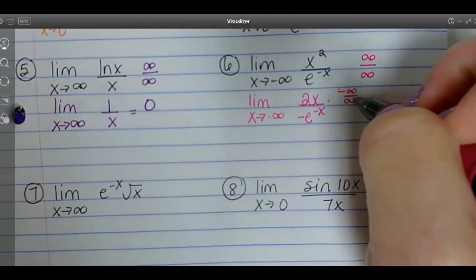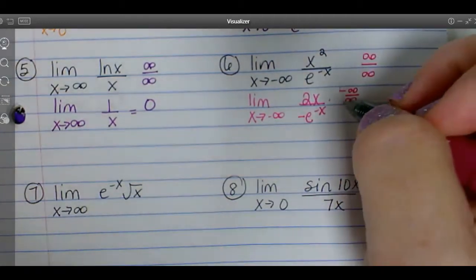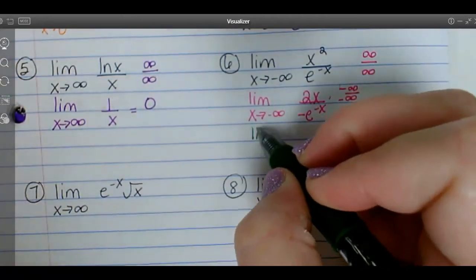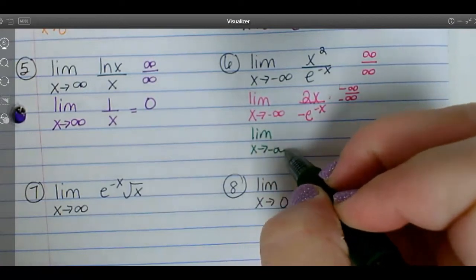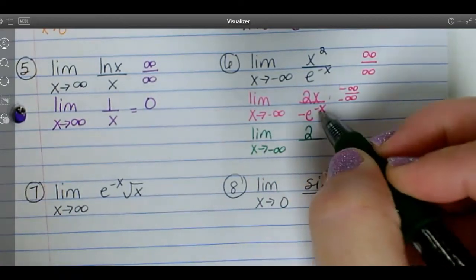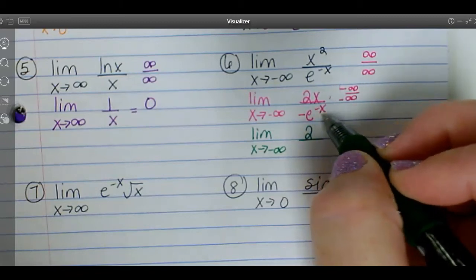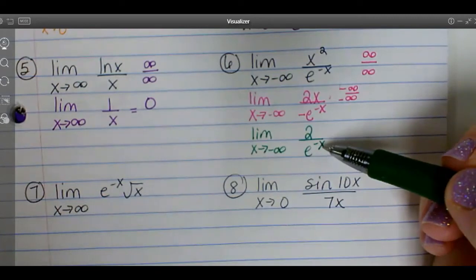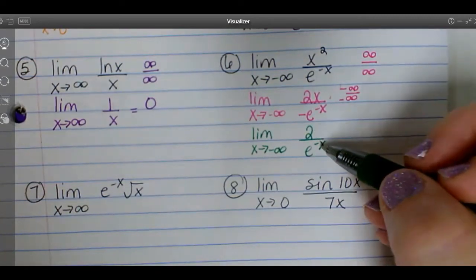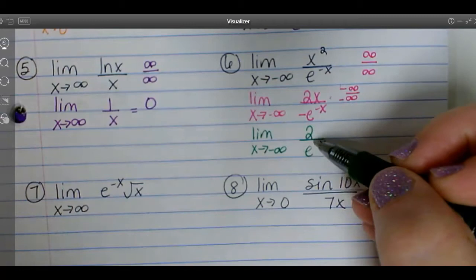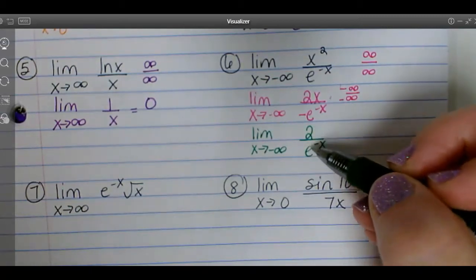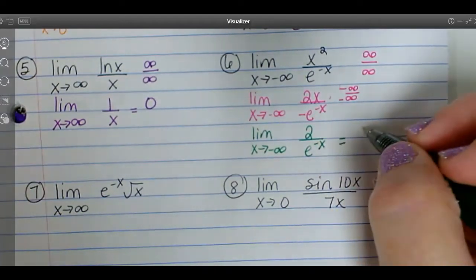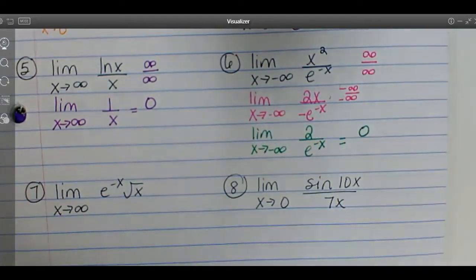It is possible that you would have to do L'Hopital's rule 2 times or 3 times. So we're going to do L'Hopital's rule again, which means we're going to find the derivative again. The top would be 2. The bottom would be the derivative of the negative power, so that would make that a positive. So pretty much we have 2 over e to a big number, so 2 over infinity. The bottom's getting bigger and bigger and bigger, so the limit would be 0.